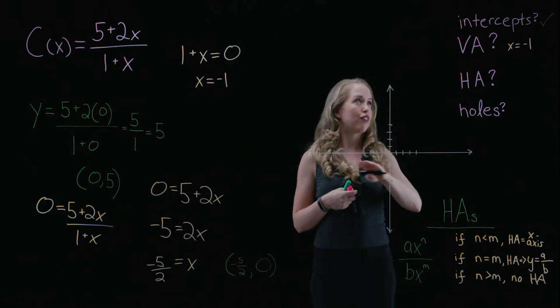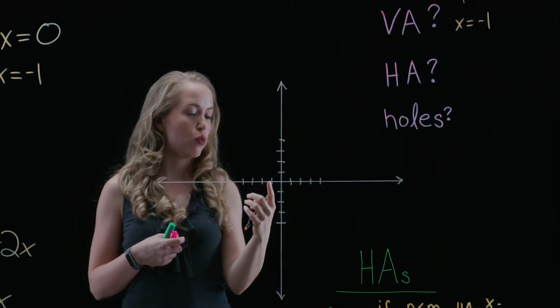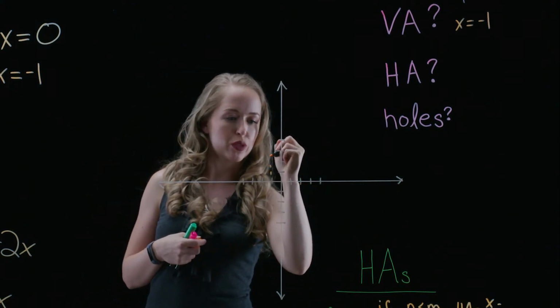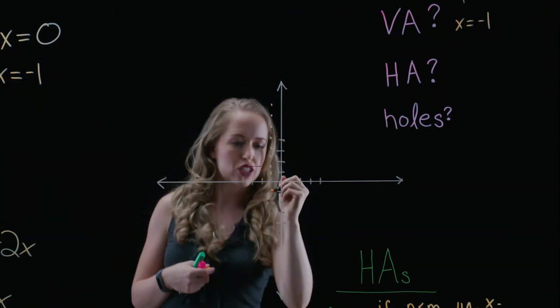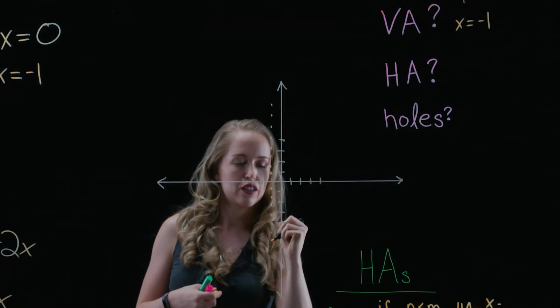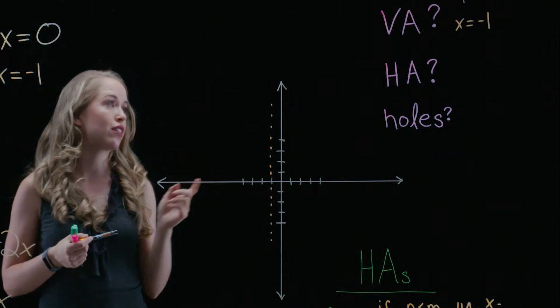And if I come to my graph, what does that mean? That means that at x equals negative 1, where there is a vertical asymptote, the function will never actually touch that line, although it'll get awfully close. So I know my vertical asymptote. Next, I'm going to check for horizontal asymptotes.